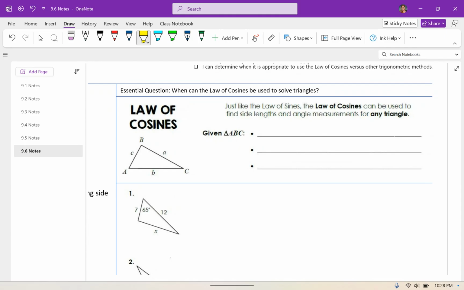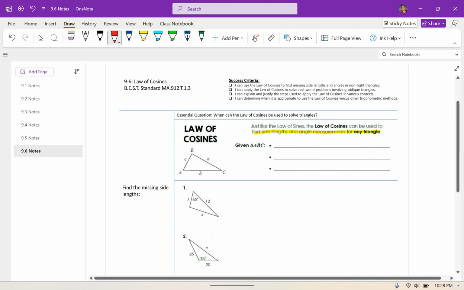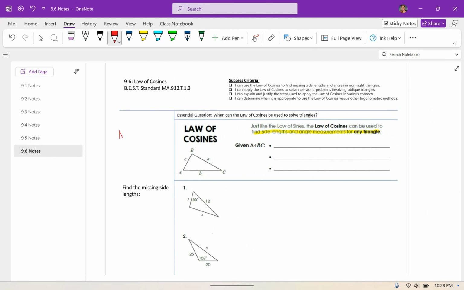Just like the law of sines, the law of cosines can be used to find the lengths and angle measurements of any triangle, but the only time that you should use it is if you're only given one angle and three sides. So you use it when you have one angle and three sides. If you are given two angles and two sides, definitely use law of sines because it's much easier.